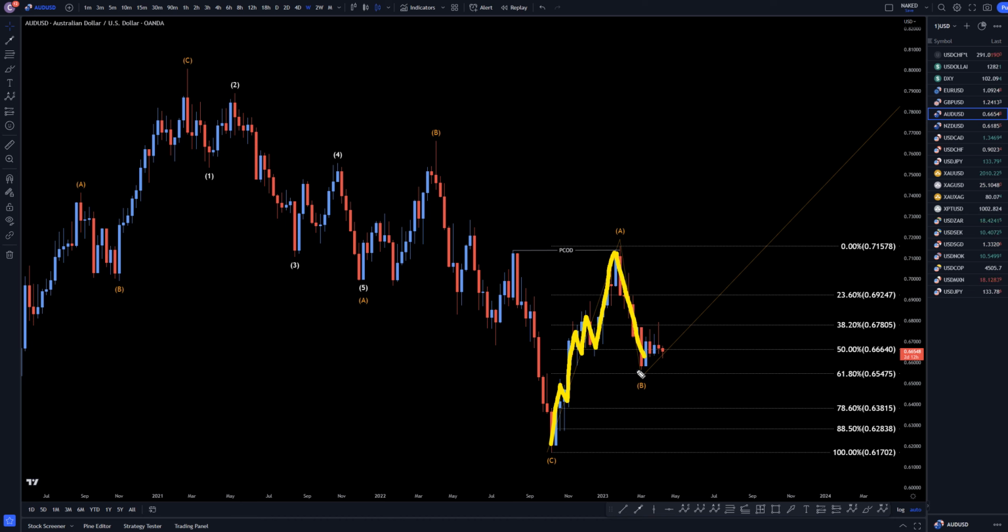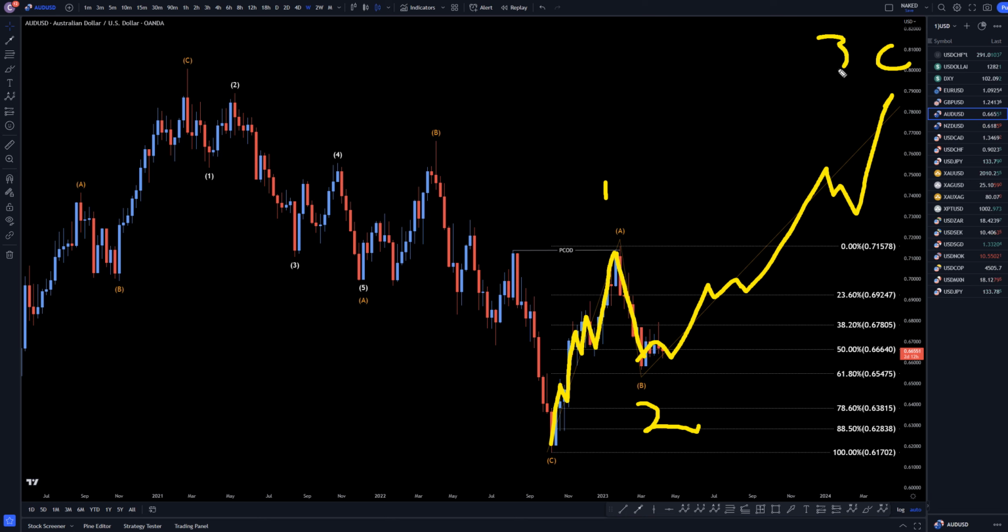I still think this move down is a wave B, and I still think that once this wave B is over, which I think it may already be over, I do think it is going to go up and make that big wave C or possibly a 1, 2, and 3. Even if it is a 1, 2, 3, it's exactly the same strategy as an ABC. We're looking for longs in a wave 3, whether it's a wave 3 or a wave C.